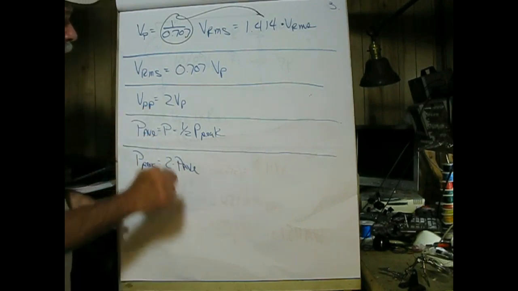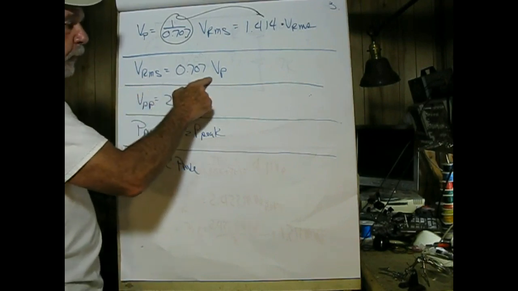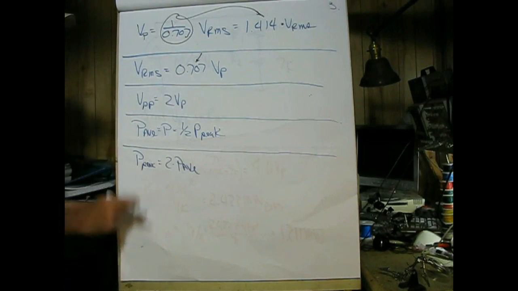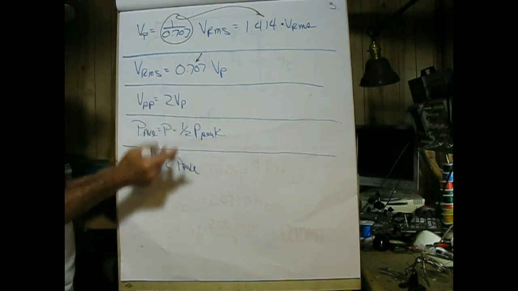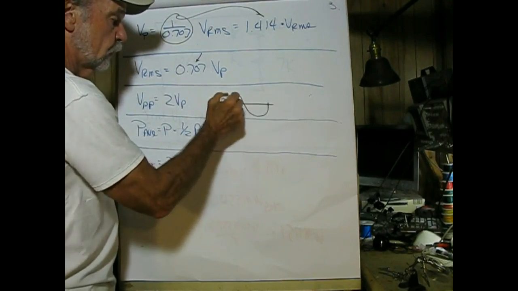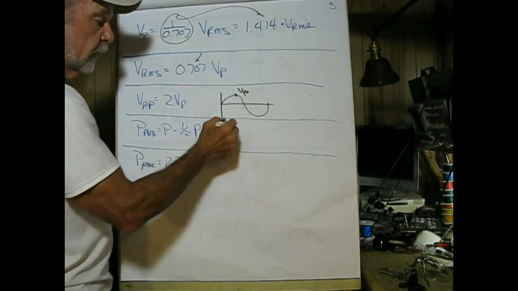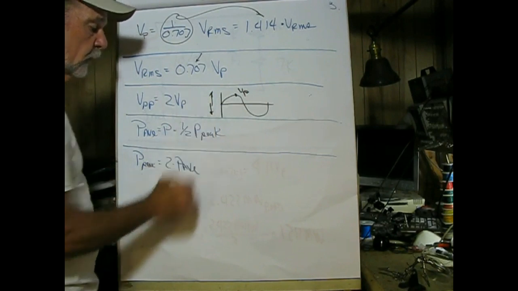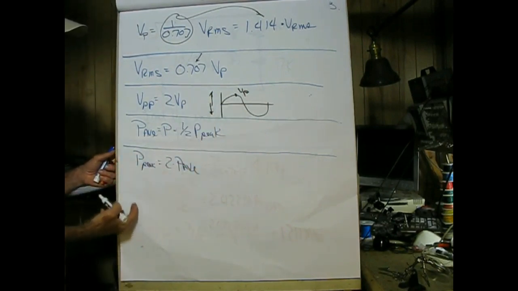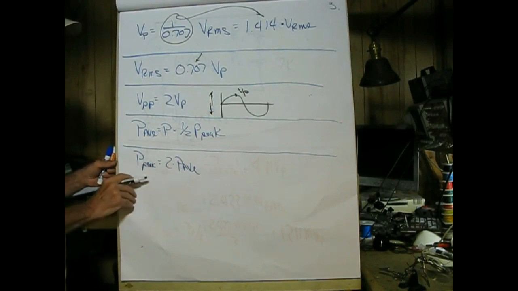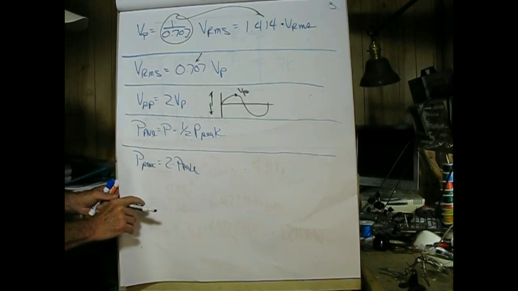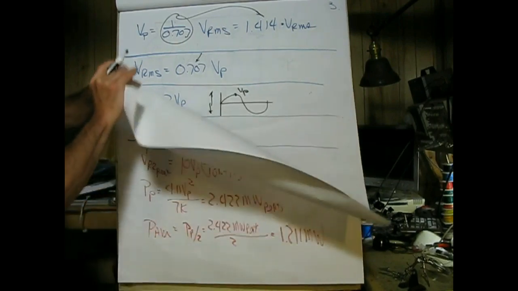So V RMS equals 0.707 V peak. Obviously you have to know this. V peak to peak equals 2 V peak. Not too much exciting there. If this is V peak, no offset, then the V peak to peak would simply be twice as much. P average equals 1/2 of the peak power, and the peak power equals 2 P average. So these 5 equations you need to be really familiar with and understand.